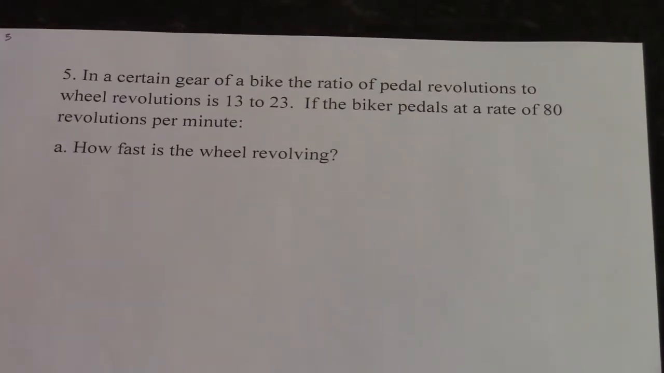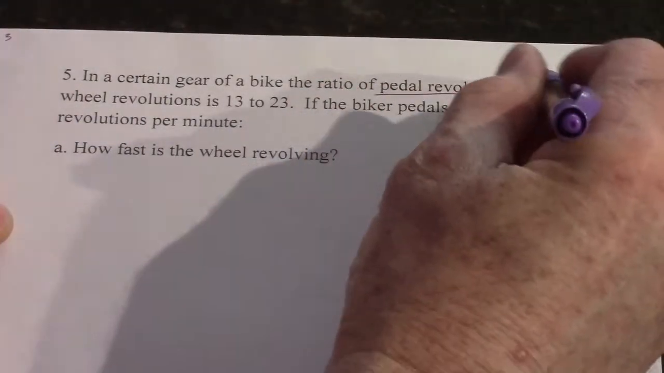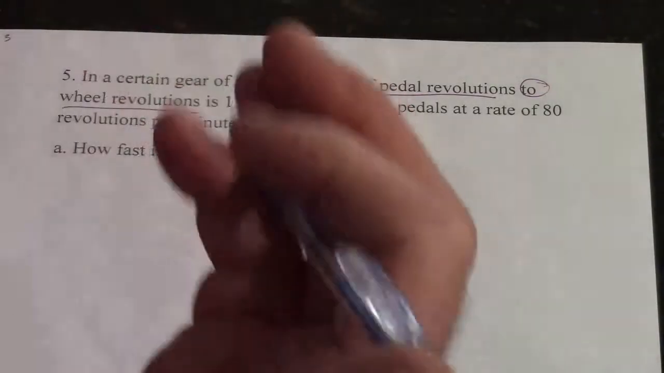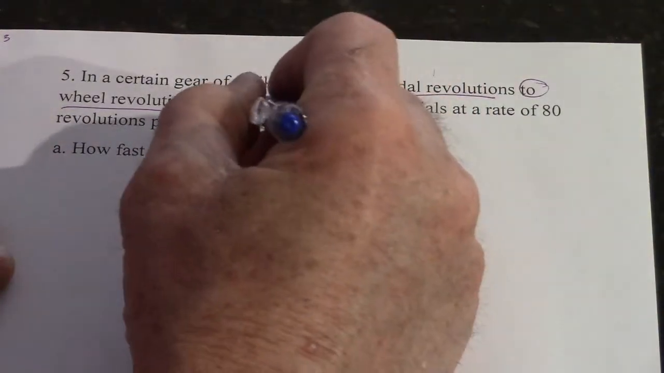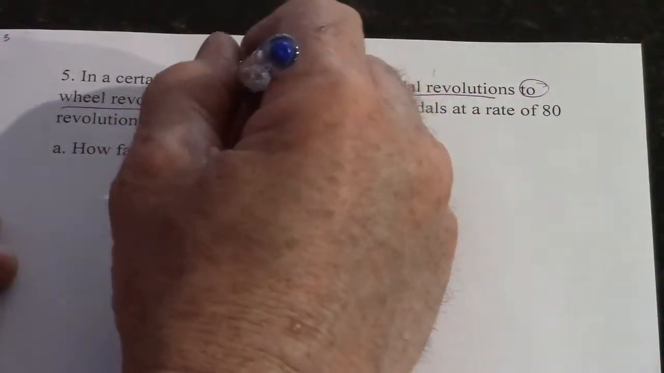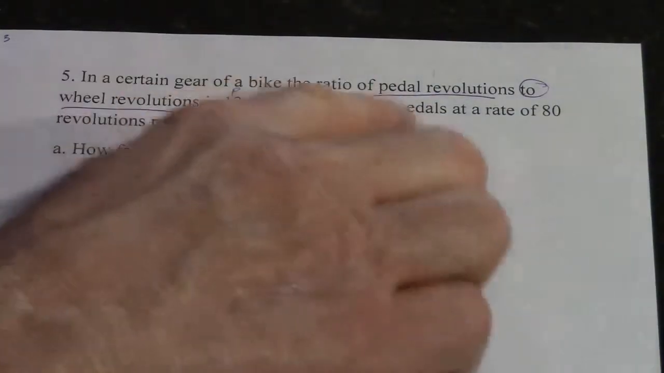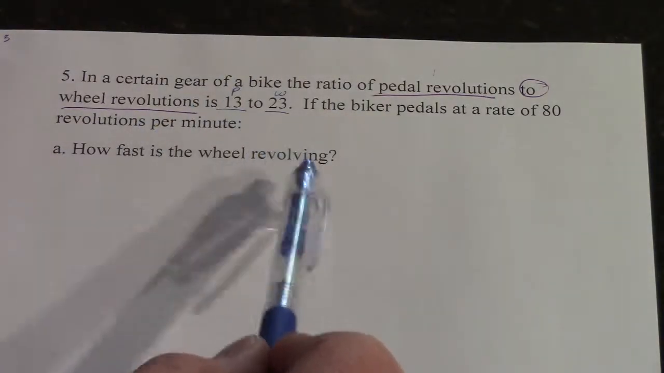In a certain gear of a bike, the ratio of pedal revolutions to wheel revolutions, notice it says pedal revolutions to wheel revolutions, is 13 to 23. So pedal is the first one, and 23 is the wheel revolutions. So this is the pedal and this is the wheel, just to make sure you're clear on that. So if a biker pedals at a rate of 80 revolutions per minute, how fast is the wheel revolving? So wheel revolutions would be in wheel revolutions per minute.